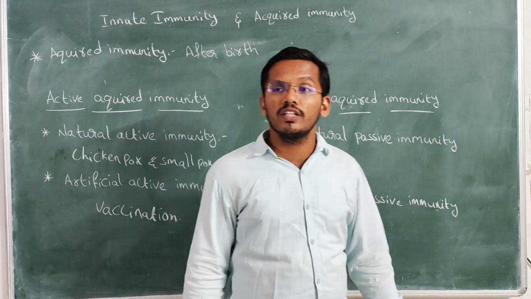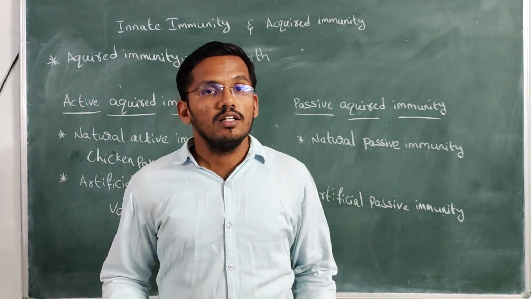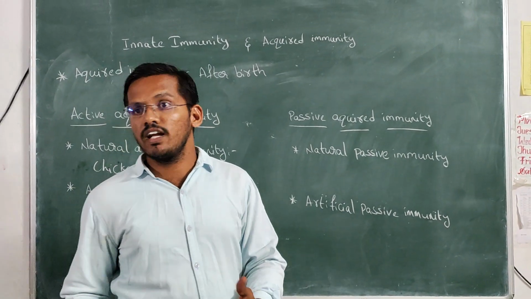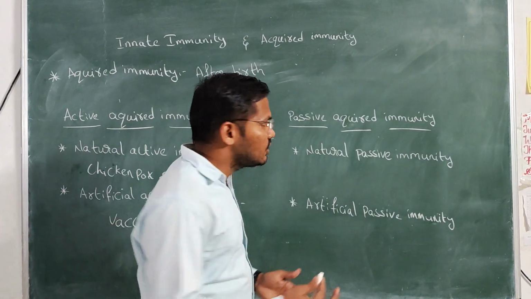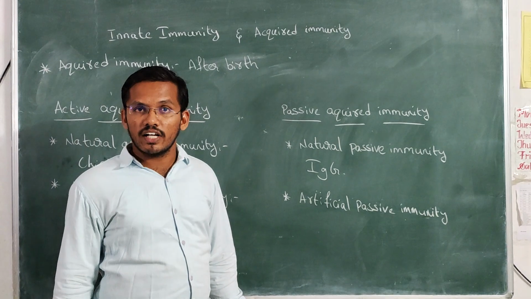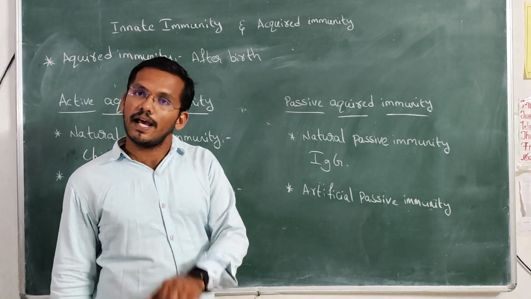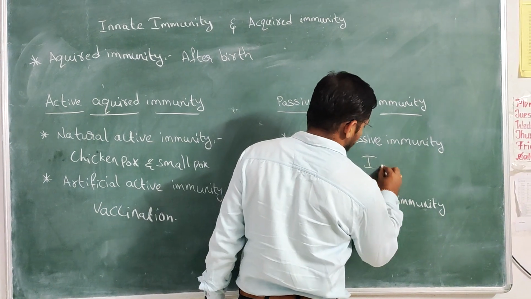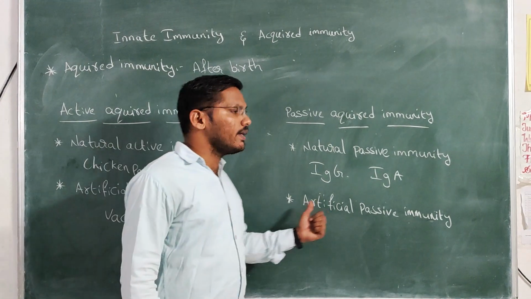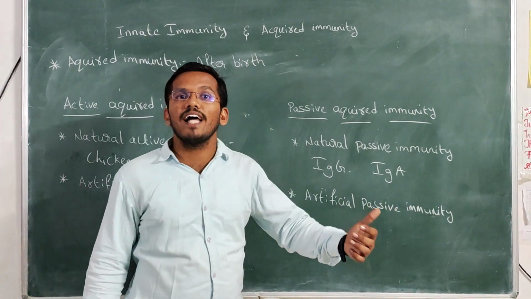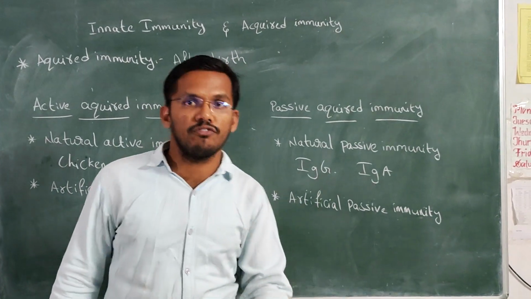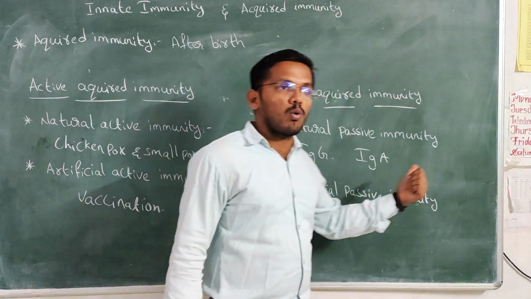Natural passive immunity: you know the relationship between a mother and child, right? The mother is responsible for the entire development of the baby. In the same manner, for the development of antibodies also, the major antibody IgG will be transferred from mother to child through the placenta, and one more antibody, IgA, will be transferred from colostrum through milk. These two are the major antibodies, naturally produced in the mother's body, that will enter the child's body. That type of immunity is called natural passive acquired immunity.